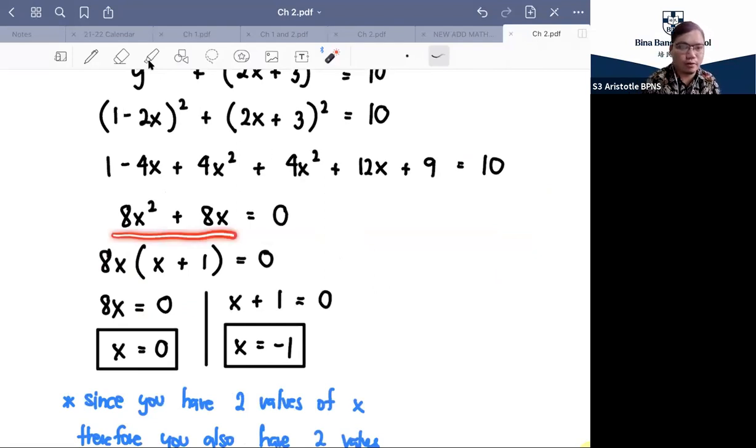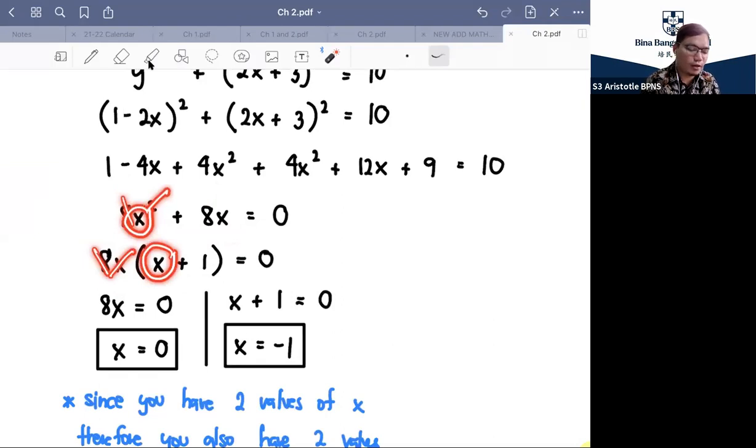What is common? 8x. Your common factor is 8x because you have 8, and then you have x squared and x. So therefore your common factor is 8x. And then dividing this by 8x, you'll get x plus 1. 8x squared divided by 8x: the 8 gets canceled, and one x gets canceled, so you still have x.